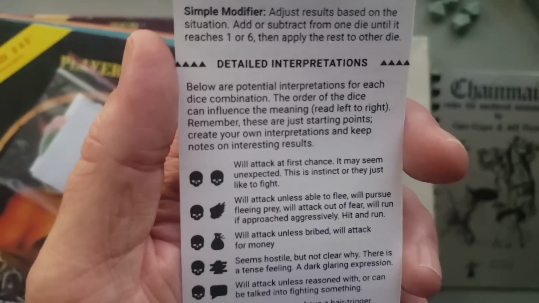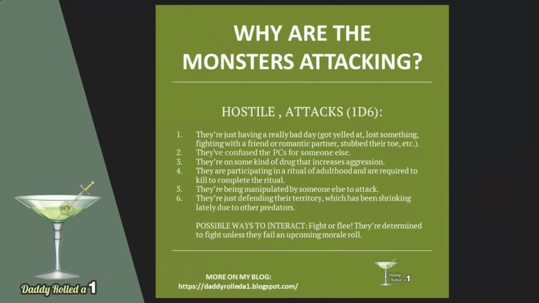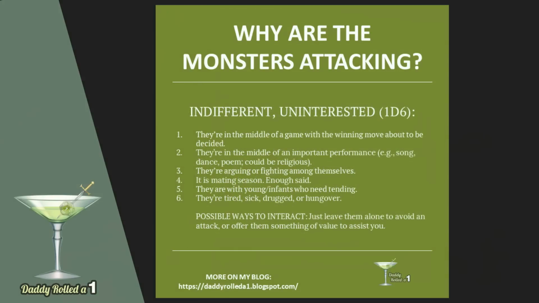Now, if you've watched my videos before, I've created my own tables for how to interpret each result on those reaction tables. I called it Why Are the Monsters Attacking? Once you know that they're going to attack, or even if they're not, I used attacking loosely, but even if they're friendly, figuring out why they are friendly.